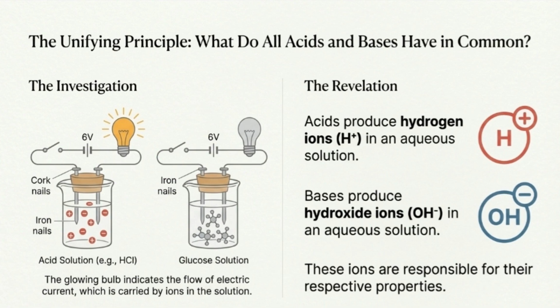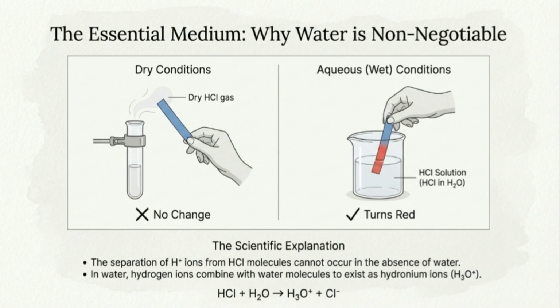An experiment with an acid solution shows that the glowing bulb indicates the flow of electric current carried by these ions, unlike a glucose solution. Water is essential for acid properties. In dry conditions, dry HCl gas does not change the color of litmus paper. In aqueous conditions, an HCl solution turns litmus paper red. The separation of H+ ions requires water, where they combine to exist as hydronium ions, H3O+.